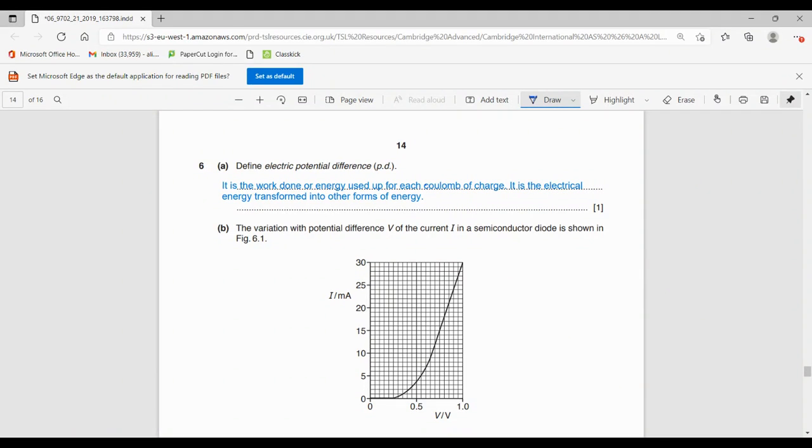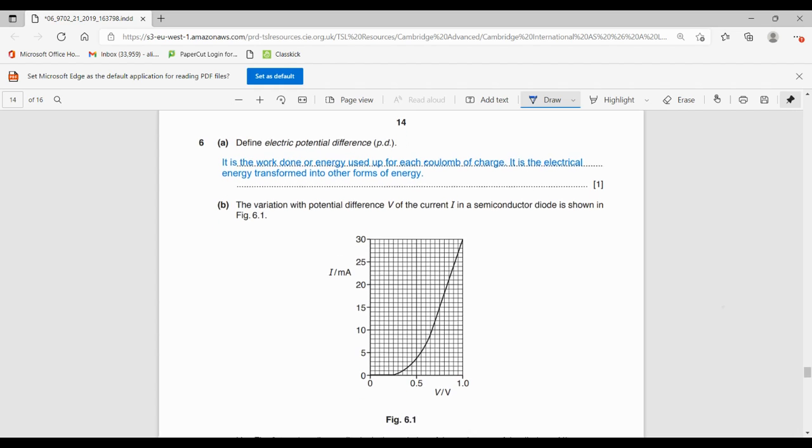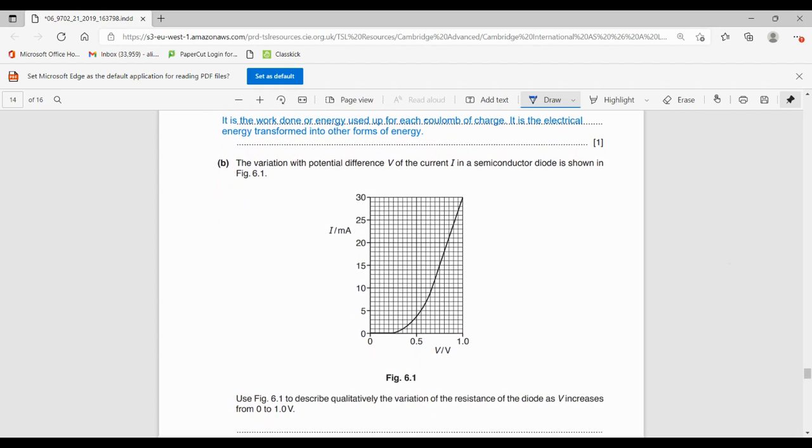Hello, everybody. Let's start this question, which belongs to the topic electricity. Define electrical potential difference. By definition, potential difference is the work done or energy used up for each coulomb of charge. It is the electrical energy transformed into other forms of energy, and this is precisely what has already been written here. And this is how we define potential difference.